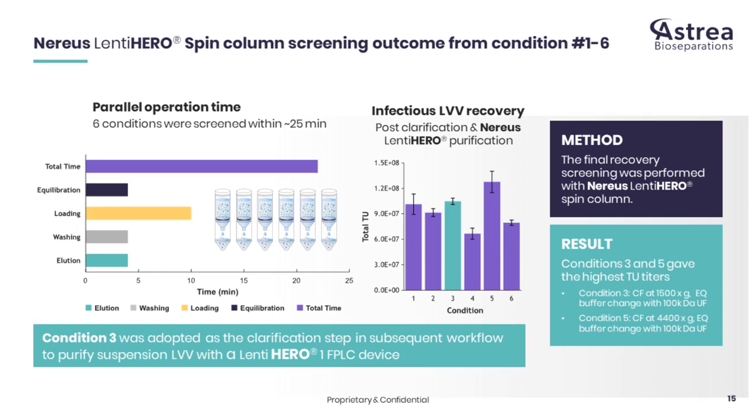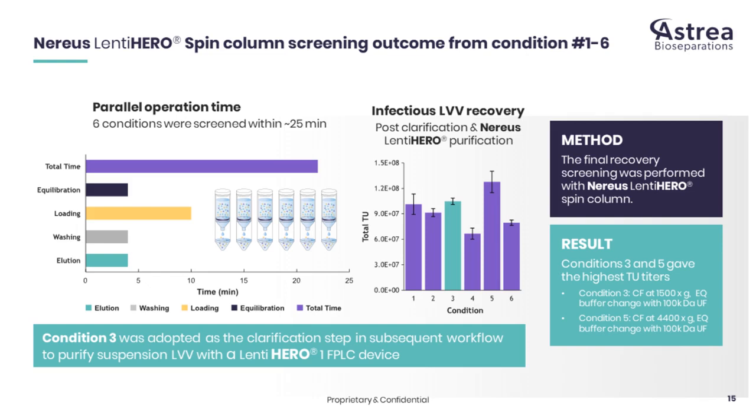To assess the final recovery of purification, the Lentihero spin column was employed as a screening tool. It was operated in parallel, therefore, 6 conditions were screened within 25 minutes using the benchtop centrifuge. Conditions 3 and 5 gave the highest TU titers for the final recovery. The only difference between conditions 3 and 5 was the speed of centrifugation from the harvest.